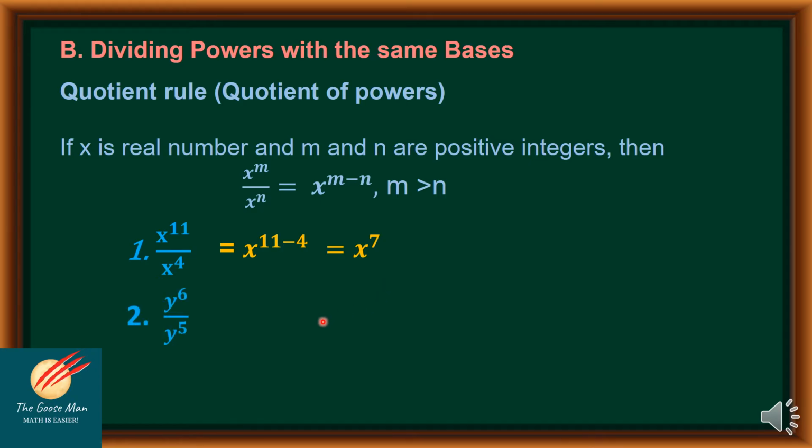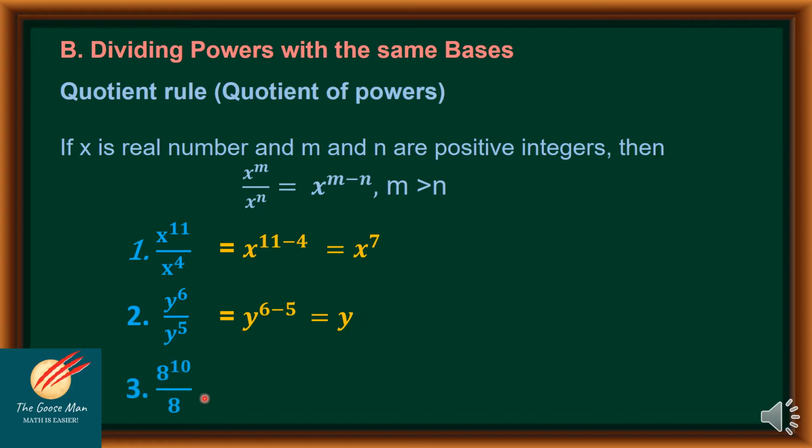Let's have another example. y raised to 6 divided by y raised to the 5th power. So we have here y raised to 6 minus 5, which is equal to 1. Supposedly, we will write here 1. But, again, to simplify this, the final answer is equal to y.